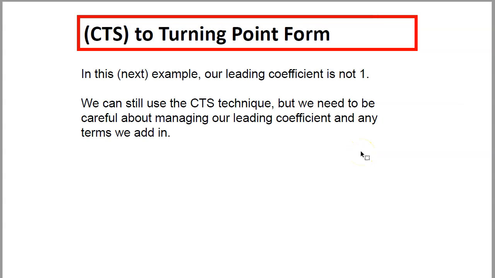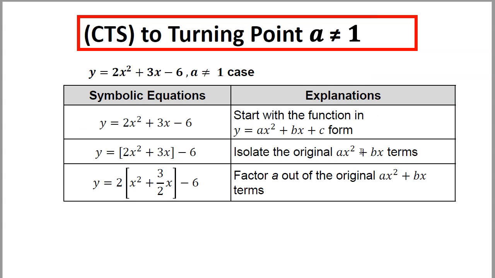In the next example, our leading coefficient is not 1. We can still use the completing the square technique, but we just have to be careful about managing our leading coefficient and the terms we add in. Now we have 2x squared plus 3x minus 6. We start with our function and we isolate our ax squared plus bx term.